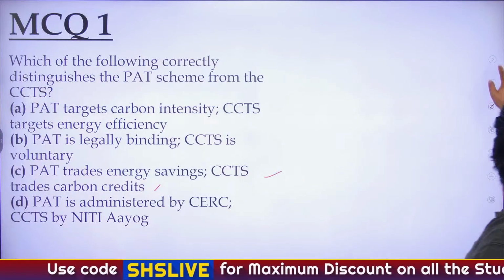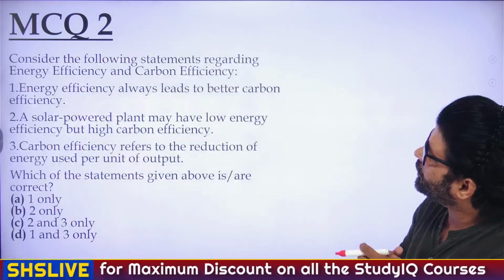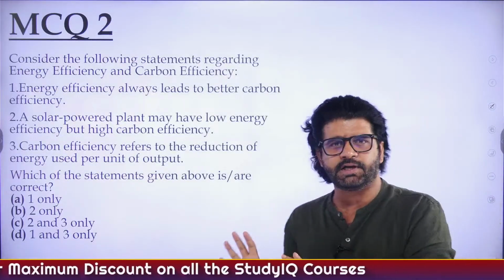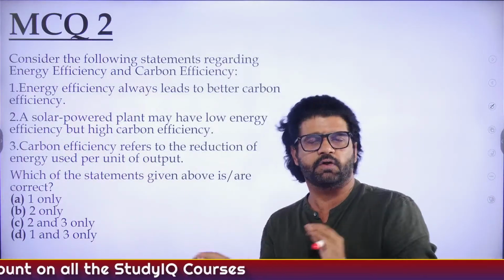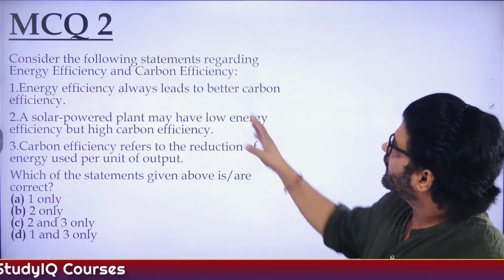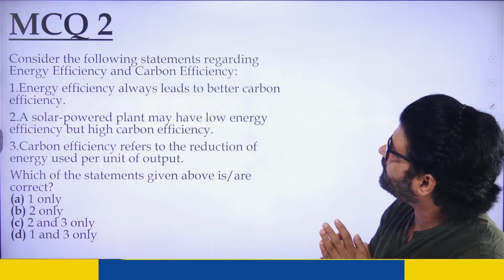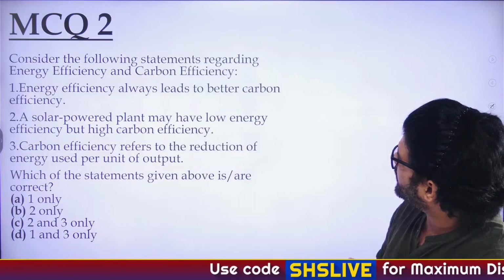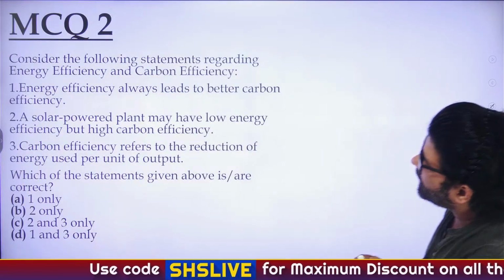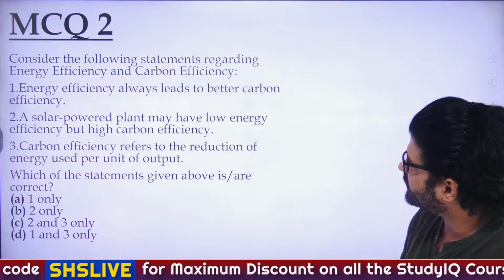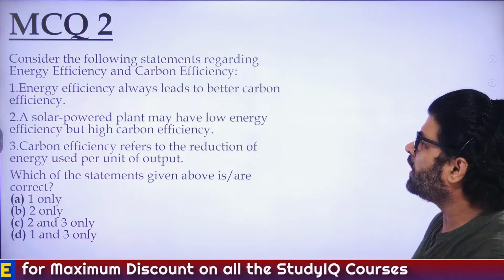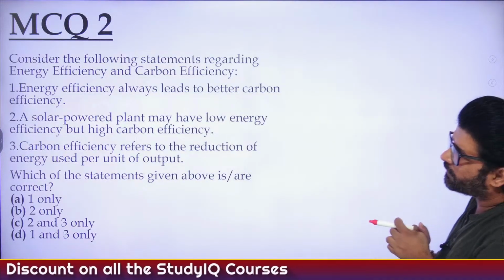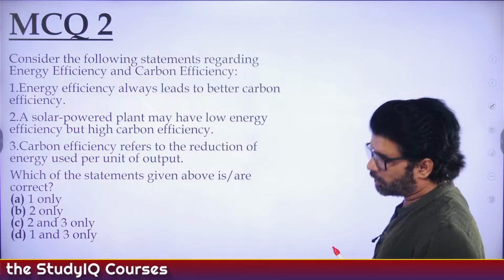Cool. Now let's focus on MCQ 2. Again, if you understand this editorial, even 20, 30, 40% of it, you people are awesome. Consider the following statements regarding energy efficiency and carbon efficiency. Energy efficiency always leads to better carbon efficiency. A solar powered plant may have low energy efficiency but high carbon efficiency. Carbon efficiency refers to reduction of energy used per unit of output.